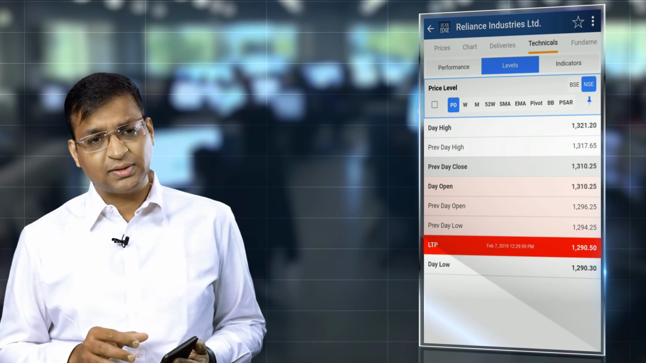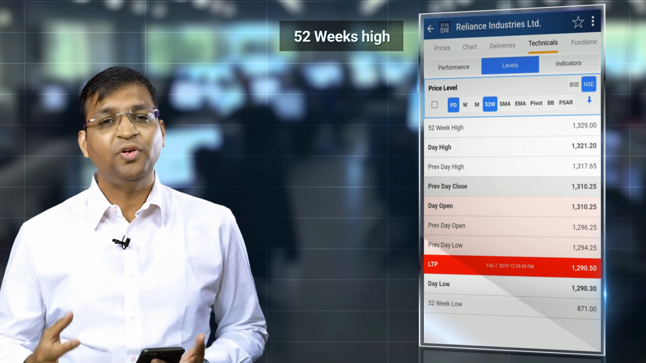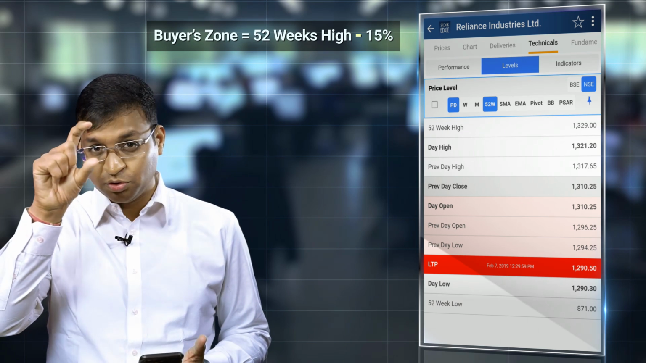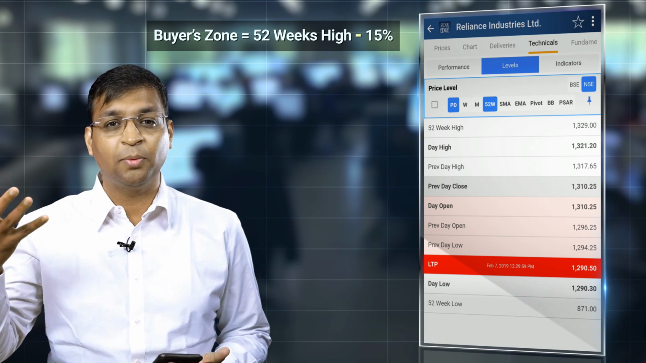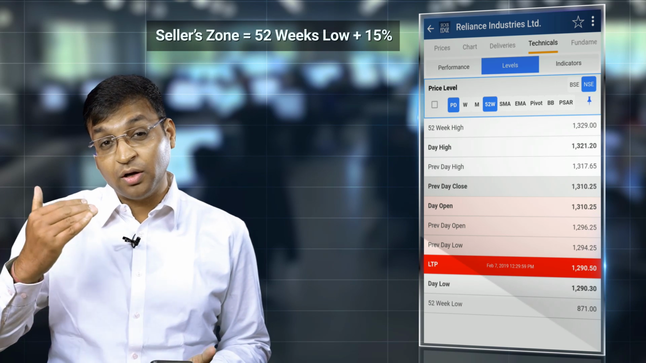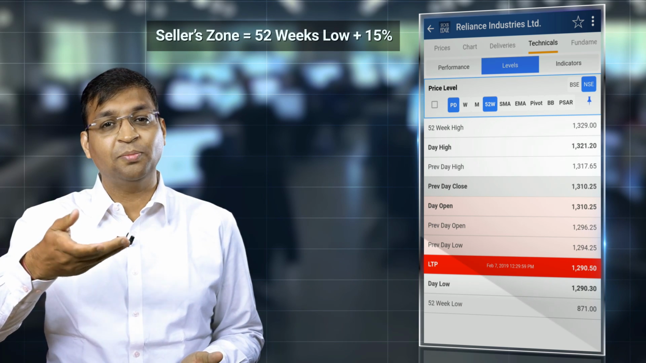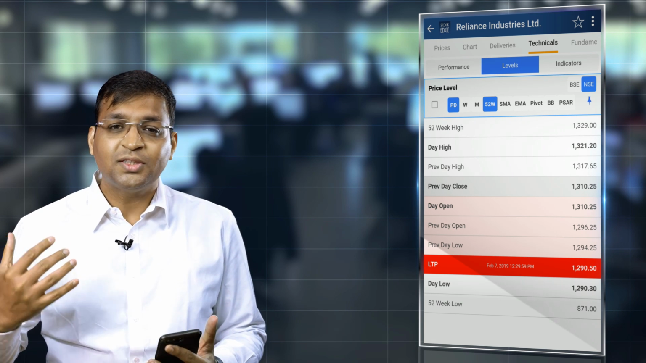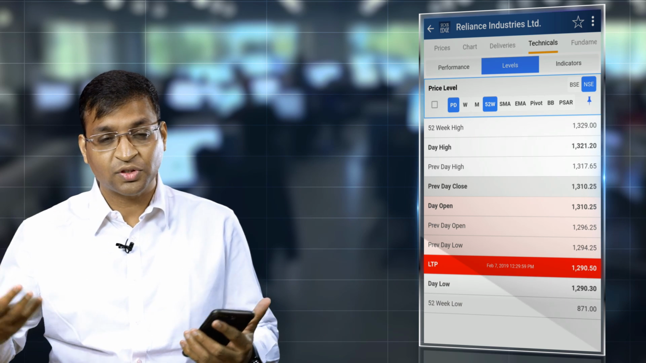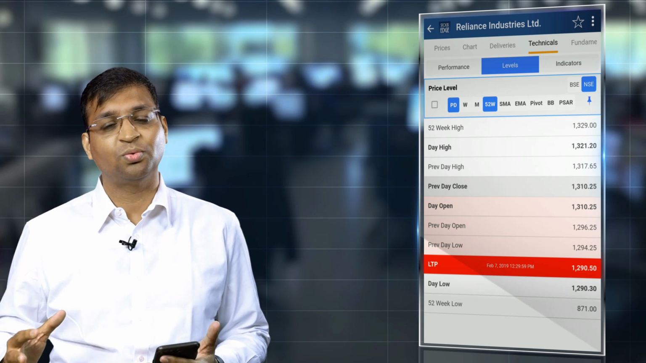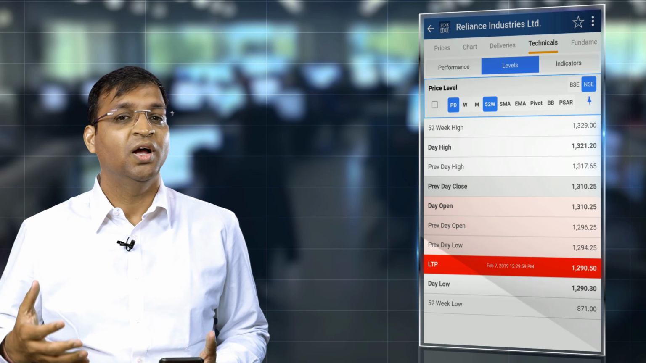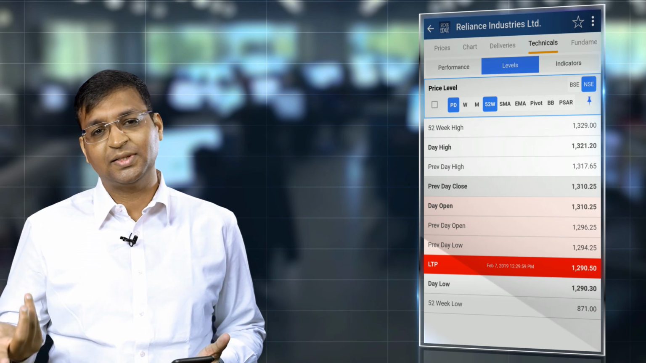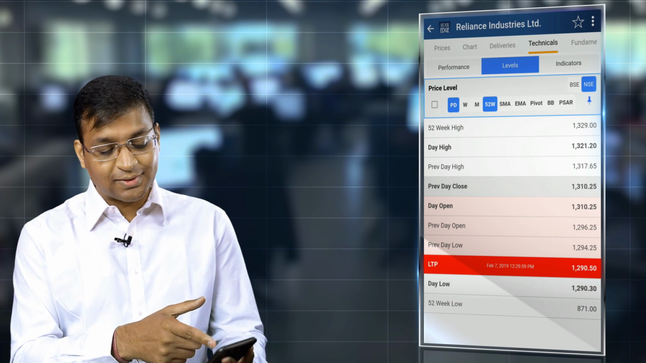One more concept I want to discuss in this is the 52-week high. So the 52-week high zone, the buy zone, is essentially 52-week high minus 15%. So that's the top range where the buyer is always available to buy that stock. And similarly, the 52-week low zone is 52-week low plus 15%. So that's the seller zone. So the point is, all the stocks which are in a buyer zone will typically always go up, and stocks which are in a seller zone are the ones which will always see selling pressure. So one should always buy the 52-week high stocks and sell later, and vice versa in case of a 52-week low stock. So a classic case is Reliance right now.